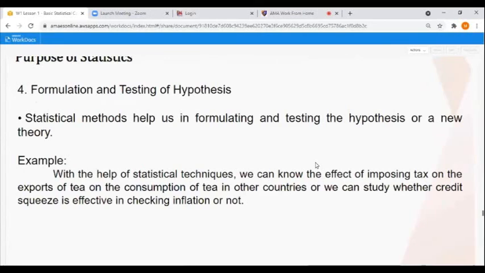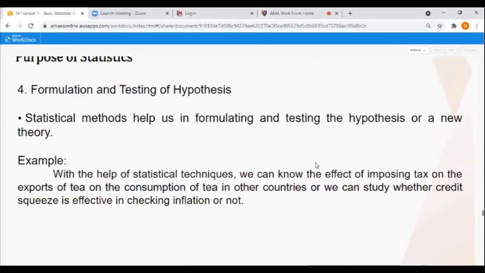Fourth is formulating and testing of hypotheses. This is widely used in inferential statistics. So what do we do? First, we have to understand the meaning of hypothesis. Hypothesis is defined as an educated guess. Why educated guess? Because we are guessing based on evidence. We are guessing based on data. We are not guessing out of nowhere. Okay? So there is a basis for us saying those things.